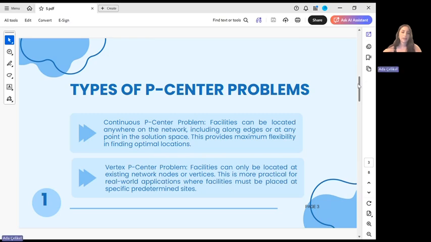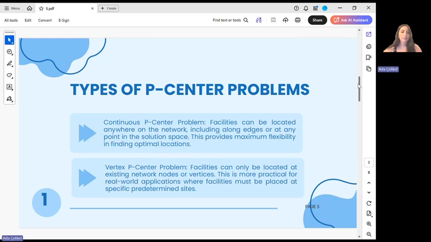There are two main types of P-center problems. The first one is the continuous P-center problem, where the facilities can be located anywhere on the network, including along edges or at any points in the solution space. We usually solve this model with mathematical models. And this model gives us more flexibility and can produce better optimal solutions.